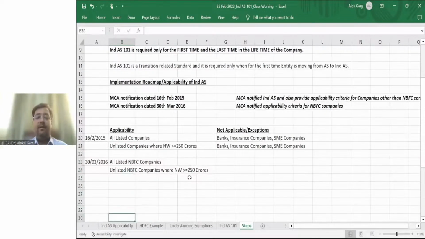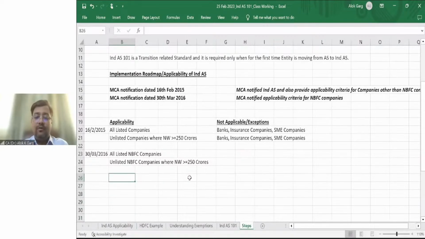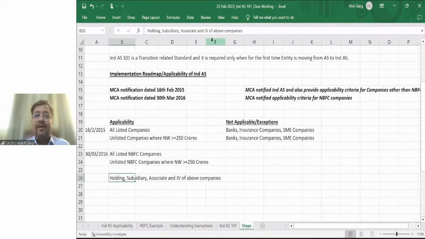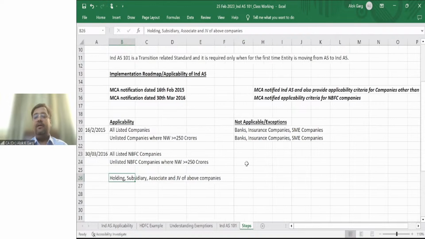It will be applicable to holding, subsidiary, associate, and JV of above companies, right? Ind AS will also be applicable to the holding, subsidiary, associate and JV of above companies. Okay. So now what other companies will Ind AS not be applicable to? What are the other companies where Ind AS will not be applicable?